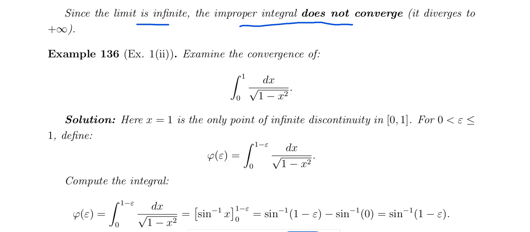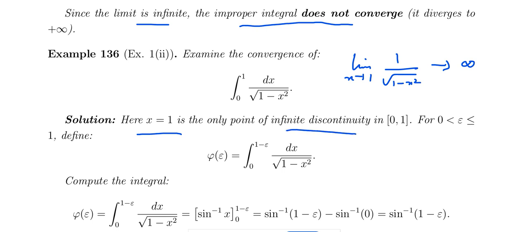dx by root of 1 minus x square. Look at this function: this function doesn't exist at 1. So the limit as x tends to 1 of 1 by root of 1 minus x square, that is 1 minus 1 is 0, that is 1 by 0, that is called infinity. Okay, so x equal to 1 is the only point of infinite discontinuity in the interval 0, 1. So we want to choose the epsilon in 0 to 1.